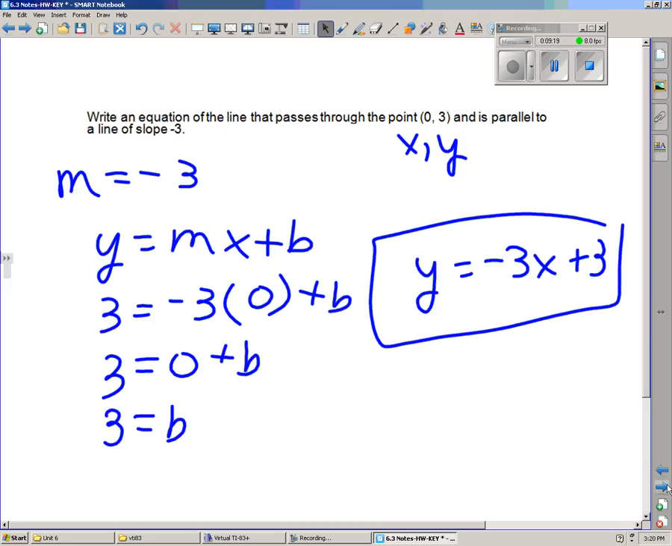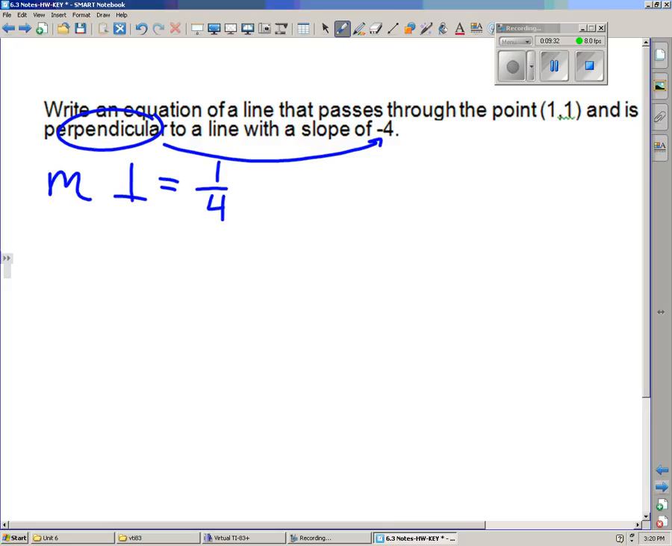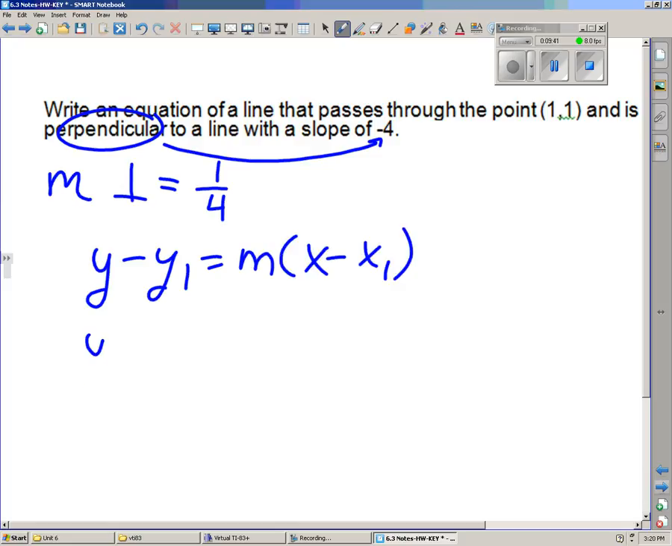Let's go for the last one. Last one, I'll do the point slope way. This is perpendicular. So if I'm perpendicular with this, the slope of a perpendicular line is going to be the negative reciprocal, which means 1 over 4. y minus y1 equals m, x minus x1. When I start dumping in stuff, y minus, here's my y1, equals, here's the slope, 1/4, x minus, here's the x1.